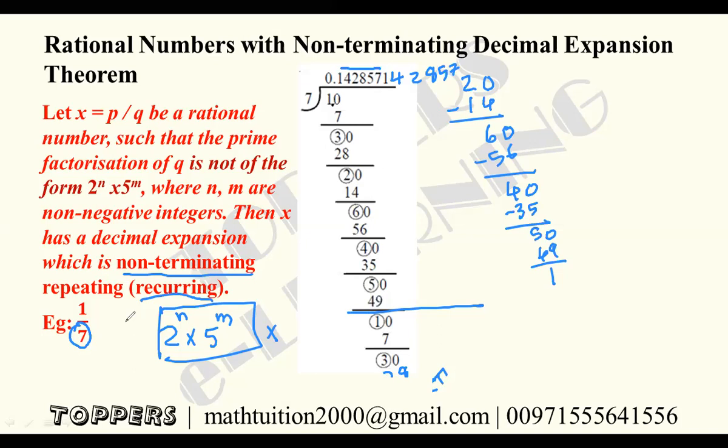Fine. Okay. So other than 2 and 5, if any other prime factor is coming in the denominator, then it comes under non-terminating decimal expansion, right? Non-terminating decimal expansion with a recurring, repeating part. Clear? Clear, right? Fine.